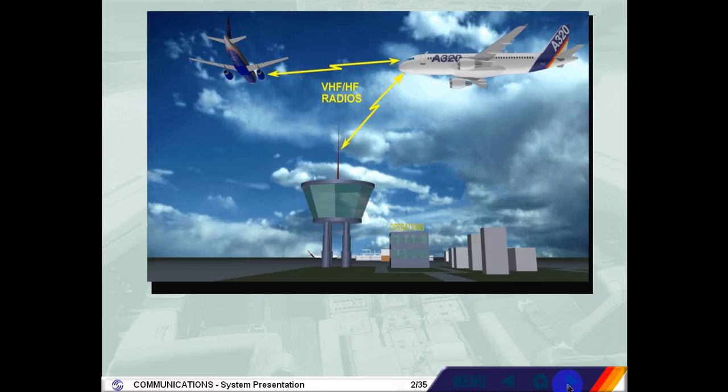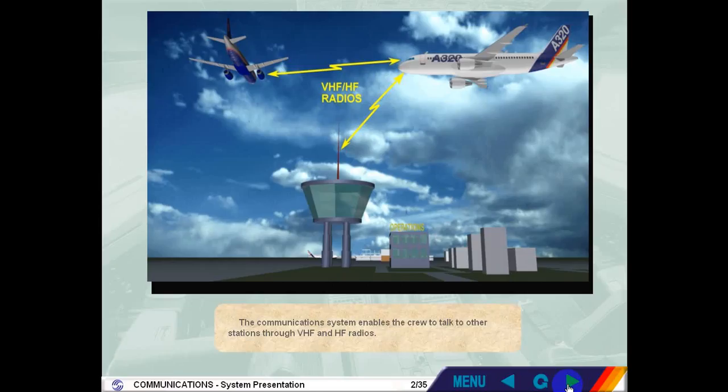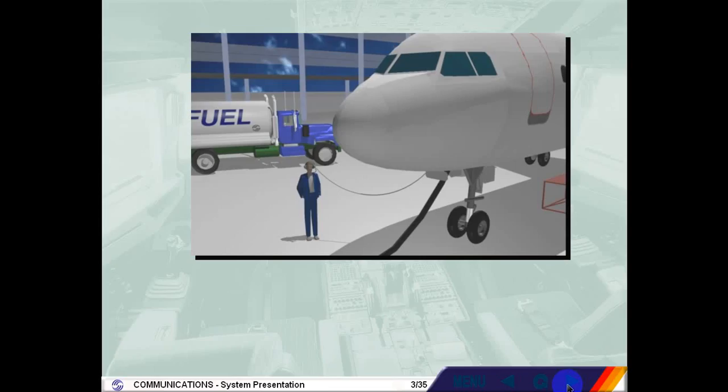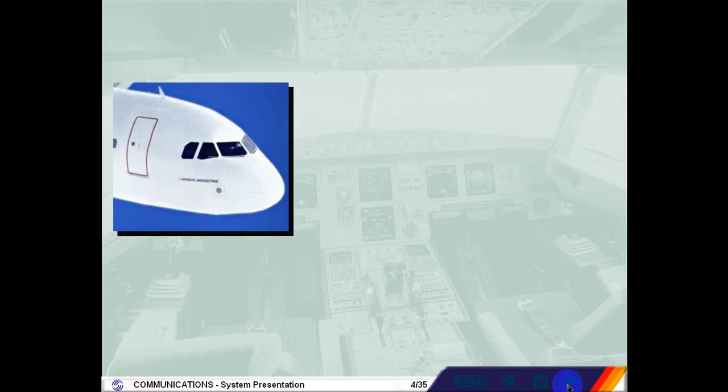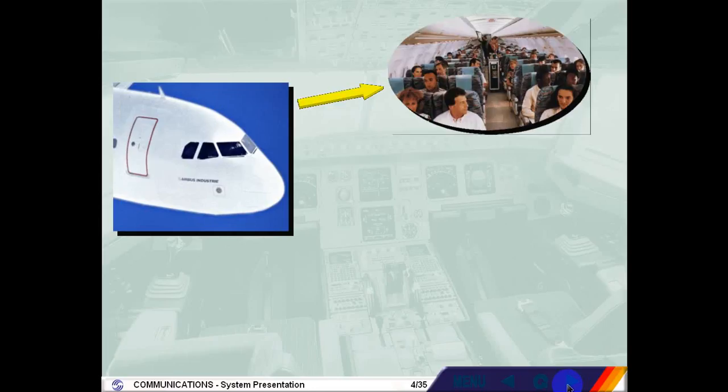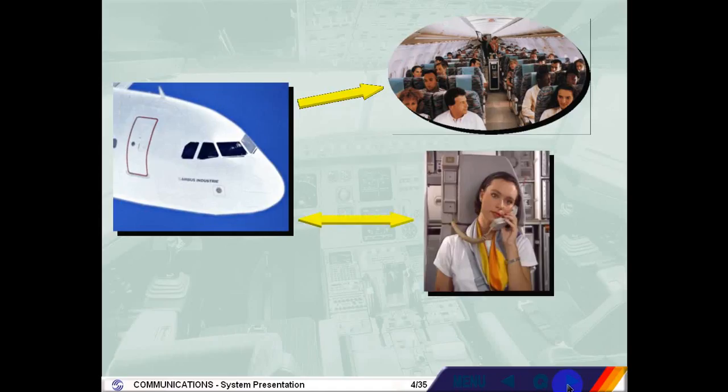The communication system enables the crew to talk to other stations through VHF and HF radios. It also enables communication with the ground mechanic. There are two communication systems from the cockpit to the cabin: the passenger address PA system for passenger announcements, and the cabin interphone system to talk to a cabin attendant.